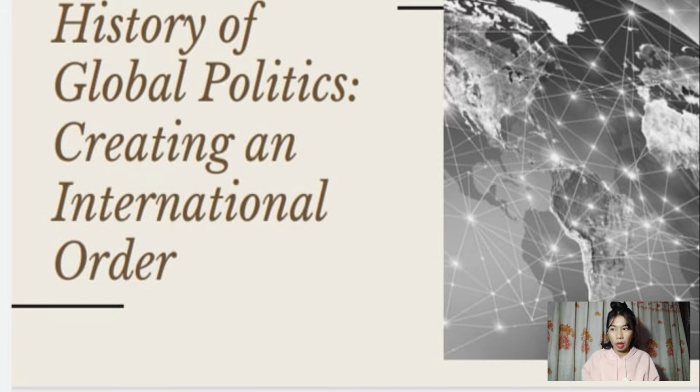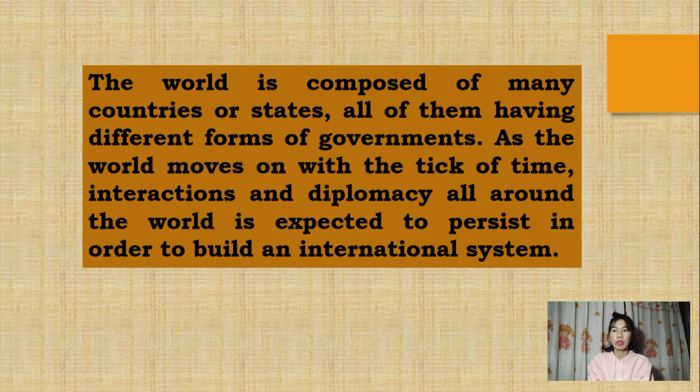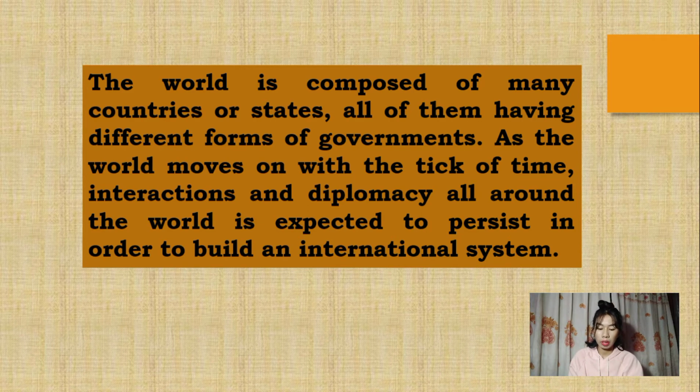So our topic is about the history of global politics creating an international order. The world is composed of many countries or states, all of them having different forms of governments. As the world moves on with the tick of time, interaction and diplomacy all around the world is expected to persist in order to build an international system. So, in international relations, international order refers to pattern or structured relationships between actors on the international level.